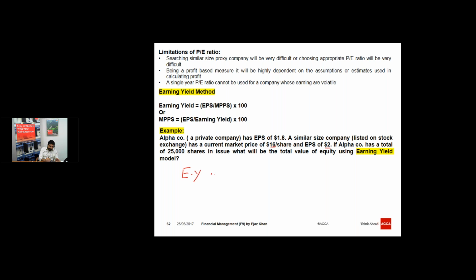So earning yield is calculated like this. Do remember one thing: whenever you hear the word yield, there will always be a market price in the calculation. So it's earning yield. Earning means earning per share. And due to yield, what do you think should be in the denominator?